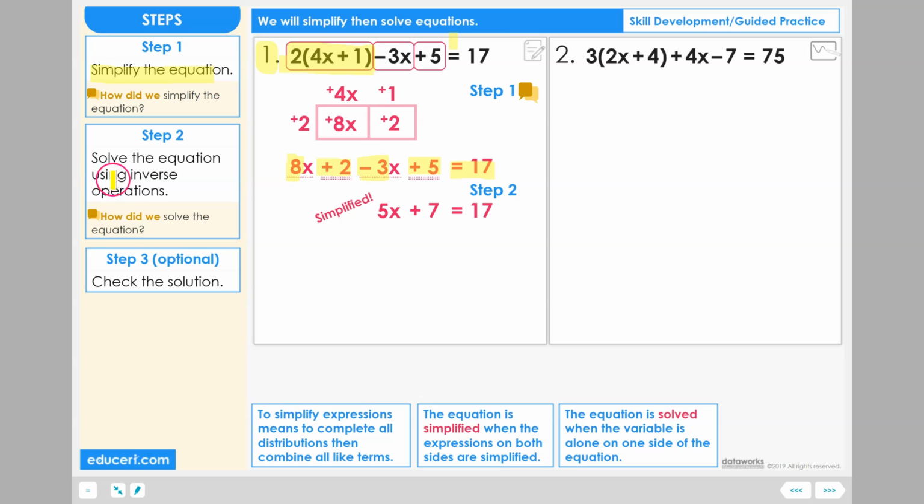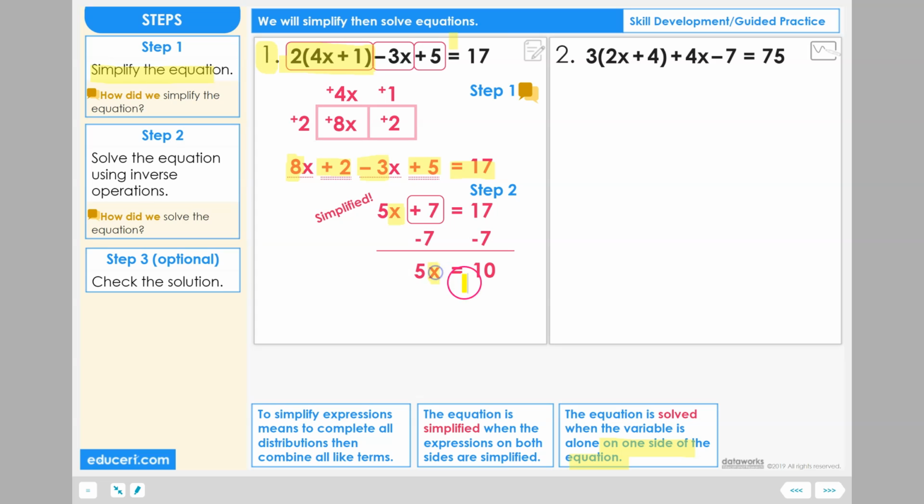Step 2. Solve the equation using inverse operations. Here's our variable x. We need to get this variable all alone on one side of our equation. We start out by removing the numeric term plus 7. The inverse operation of plus 7 is to subtract 7, so we subtract 7 on both sides of the equation. 5x plus 7 minus 7 equals 5x, and this equals 17 minus 7, which is 10.